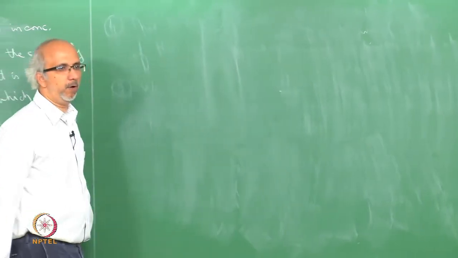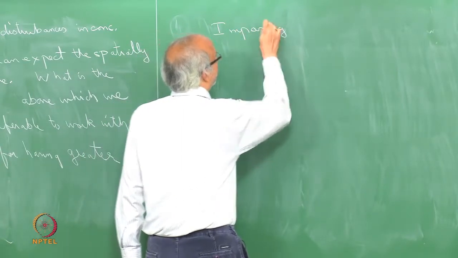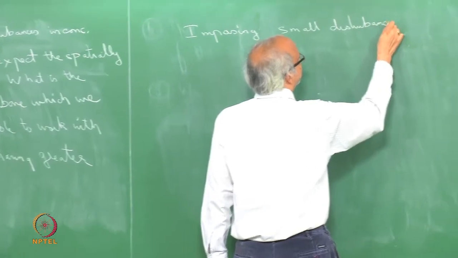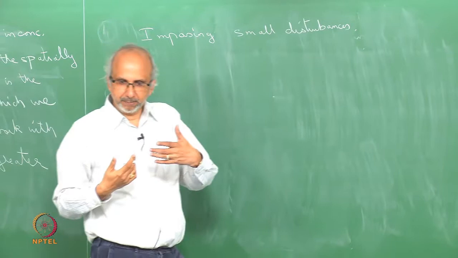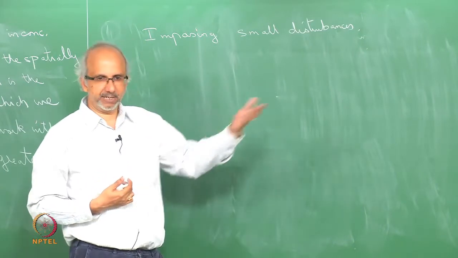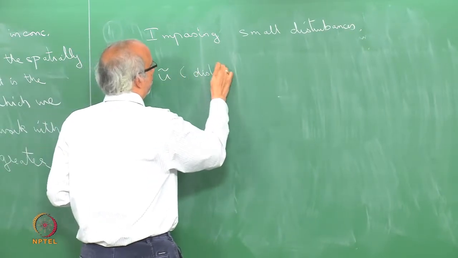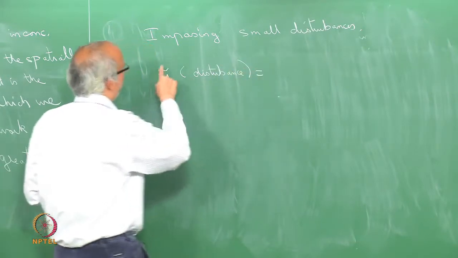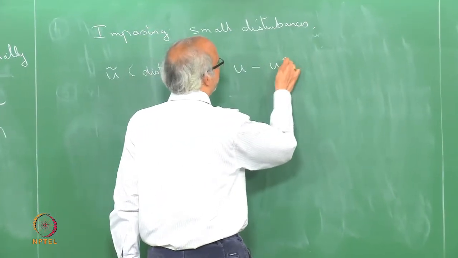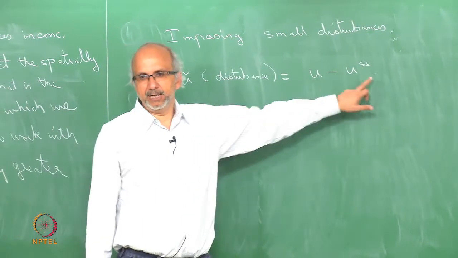So what we're going to do is look at imposing small disturbances. And what do these disturbances measure? They measure the deviation from the steady state. Okay, the disturbances basically tell you how far the system is away from the steady state. Your steady state is USS equals 0. So this is my disturbance variable. I'm just putting the tilde on top to signify the disturbance. And this tells me how far U is from the steady state. Okay, U is the actual concentration and USS is the steady state concentration.